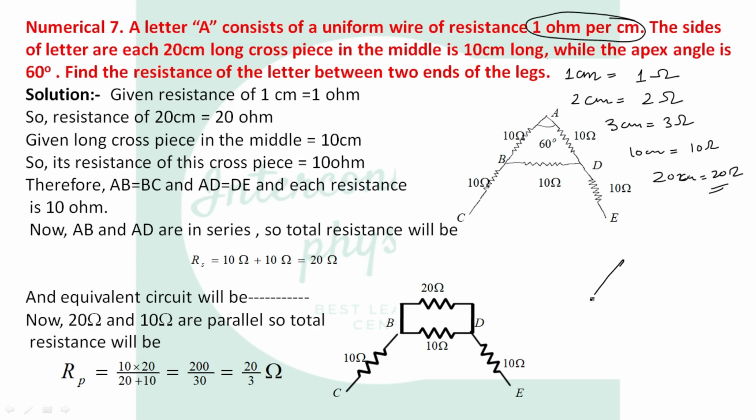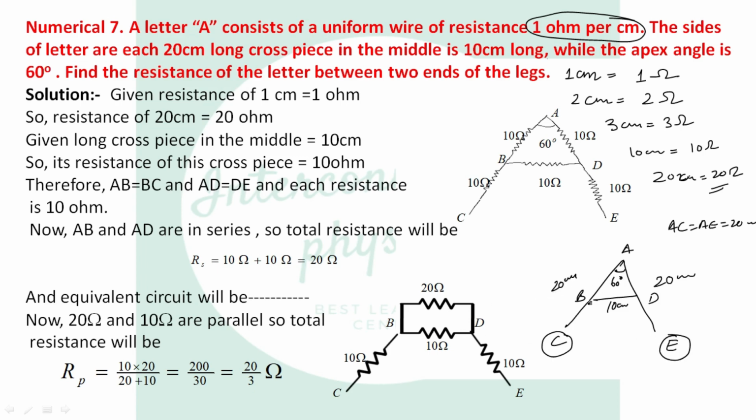Sides like this. This is A. This is 20 centimeter. If this is A, this is C, this is E, it is also 20 centimeter. That is AC equal to AE equal to 20 centimeter. The long cross piece in the middle is 10 centimeter. If this is B and this is D, this is 10 centimeter, while the apex angle is 60 degree. Find the resistance of the letter between the two edges, that means we have to find the resistance between point C and E.